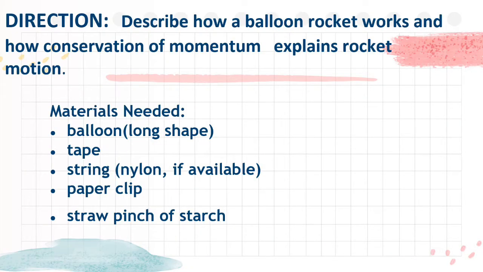Describe how a balloon rocket works and how conservation of momentum explains rocket motion. The materials needed: balloon, long shape, tape, string, nylon if available, paper clip, and straw, and a pinch of starch.